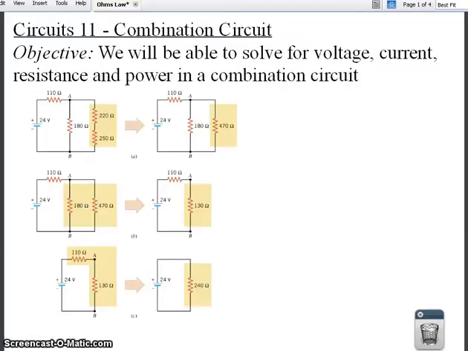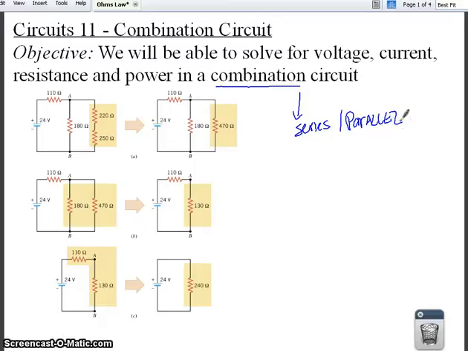Good morning, class, and welcome to this lesson on Circuits 11, Combination Circuits. Today we will be able to solve for voltage, current, resistance, and power in a combination circuit. So what is a combination circuit? A combination circuit is a circuit that has a series component and a parallel component. So there's going to be some series and parallel in one circuit.